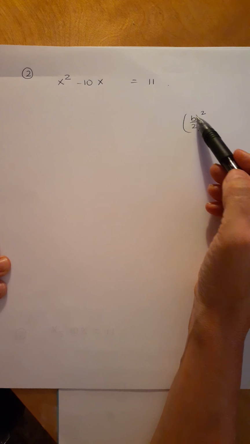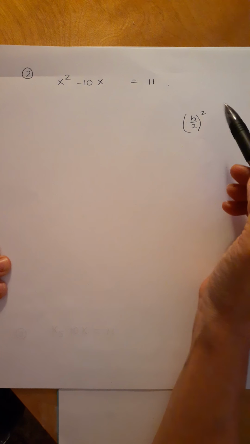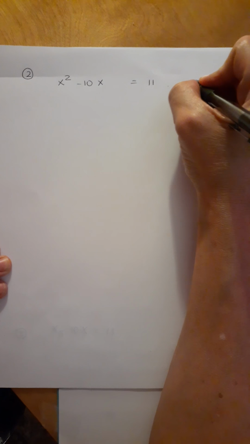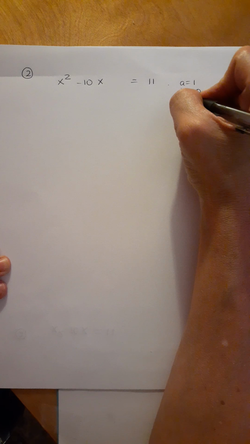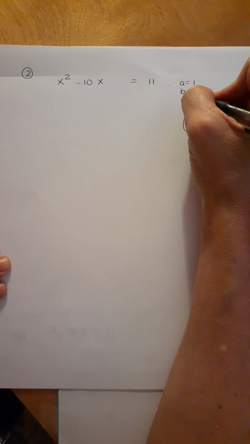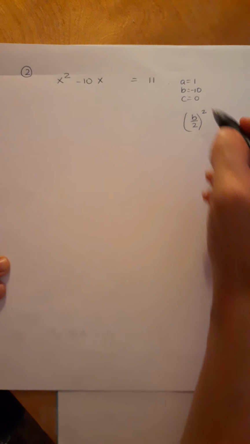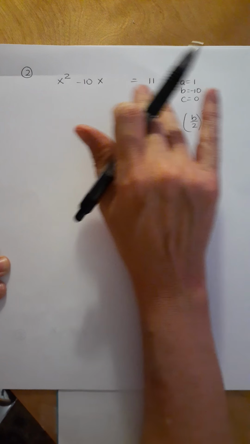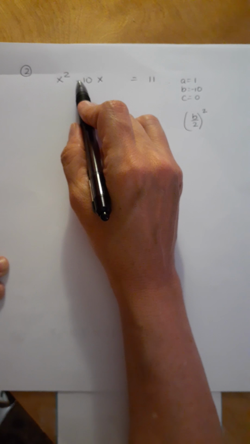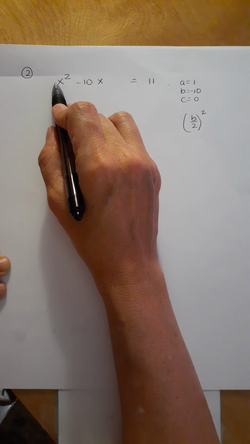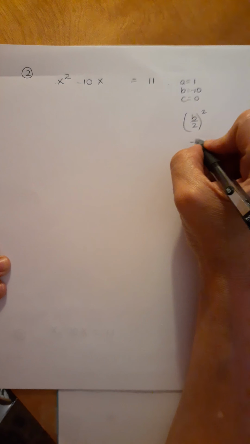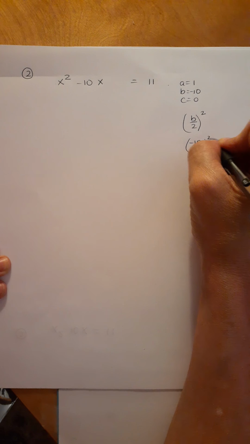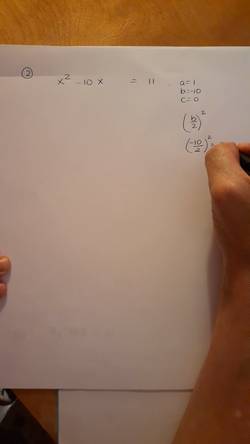We use this shortcut, b divided by 2 squared. In this case, my a is 1, my b is negative 10, and for my c, I don't have a number, so I'm going to put 0. And then I have an 11 on the other side. So to figure out how I would complete this square and make both sides perfect squares, I need to find what b is. And my a, there's no number, it's 1, right? b is negative 10. So I'm going to place negative 10 divided by 2 squared. That gives me negative 10 divided by 2 is negative 5 squared, which is 25.